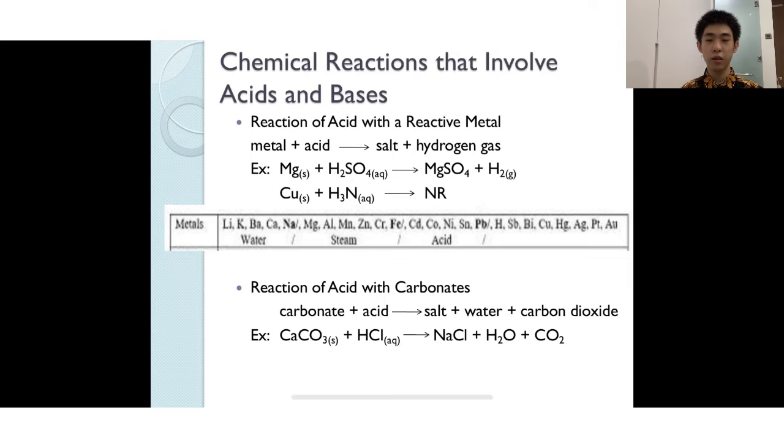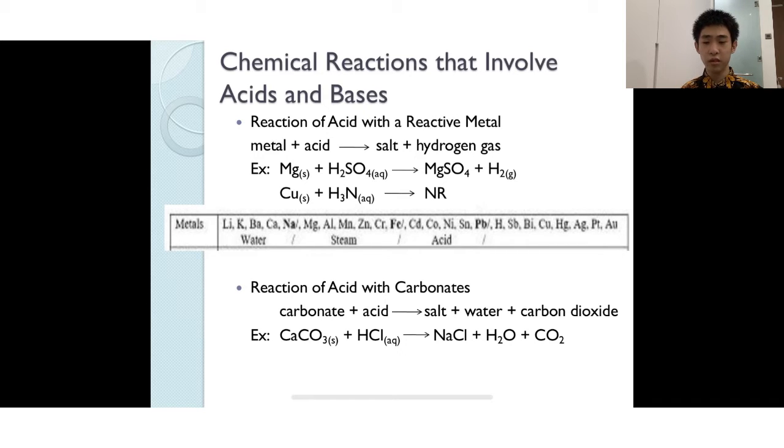Next, chemical reactions that involve acids and bases. The first type of reaction is reaction of acid with a reactive metal. And based on the term itself, the metal should be reactive. So we need to look at the table of reactivity series. Okay, let's see the reaction first. Metal plus acid yields salt plus hydrogen gas.